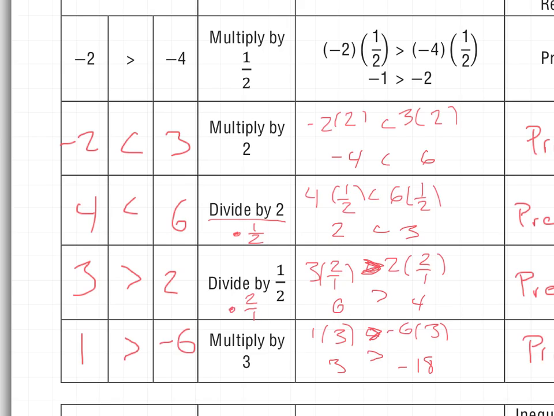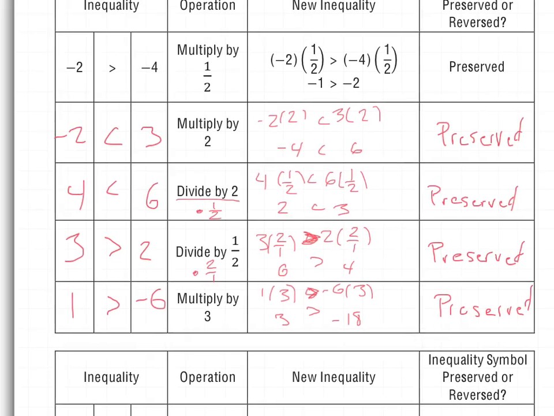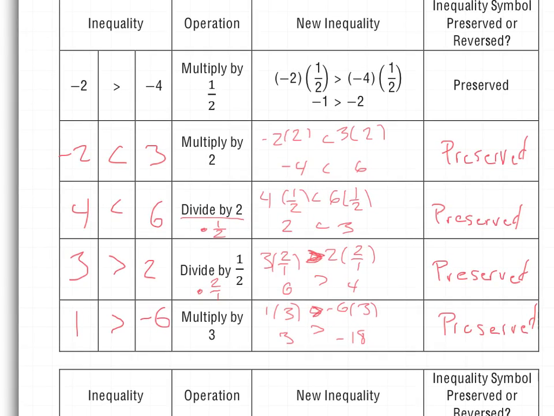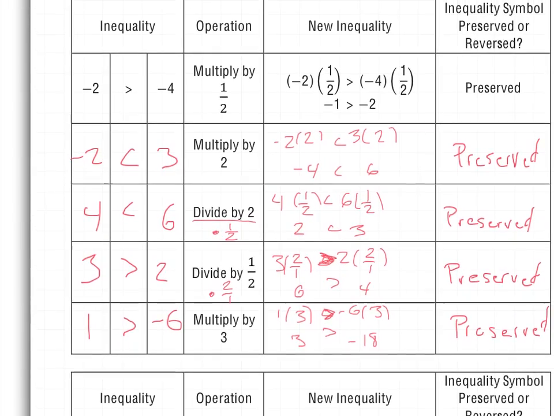And as I've gone through and done all of the multiplications, I've put in the symbols, and we can see in all cases when we multiply by positive numbers that it is preserved. So far we know that when we add or subtract, it doesn't matter positive or negative, that the inequality symbol is preserved. When we multiply or divide by positive numbers, the inequality symbol is preserved. And we know that if we multiply by -1, the inequality symbol is reversed.